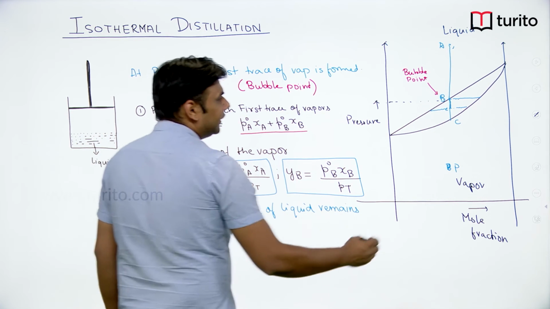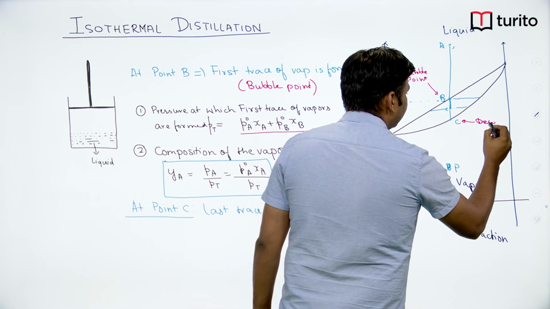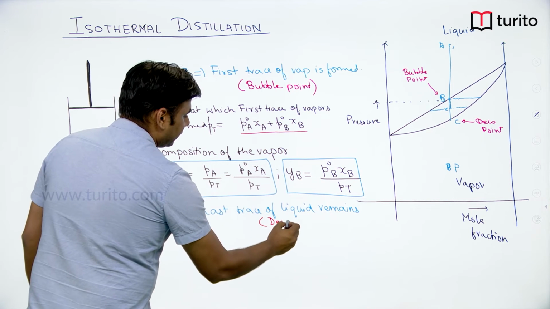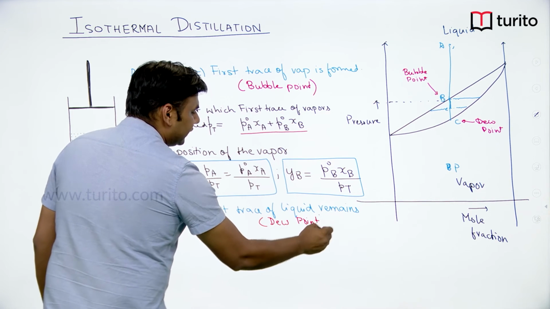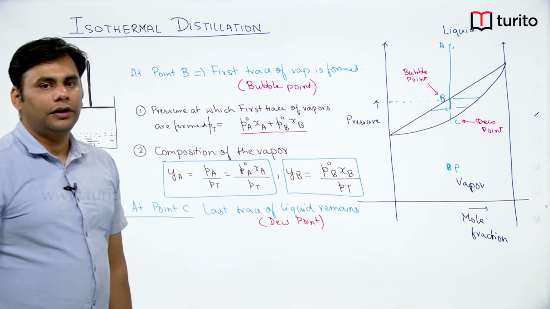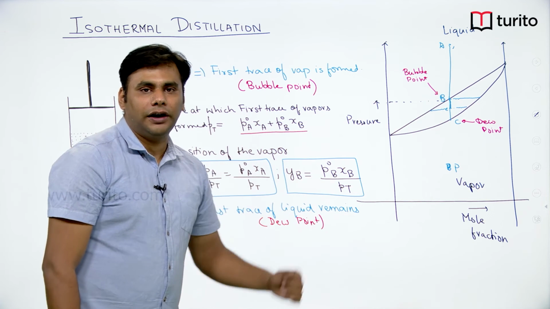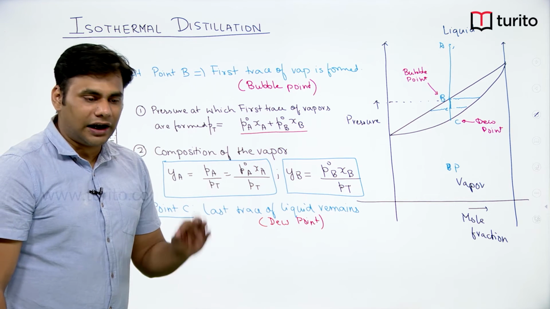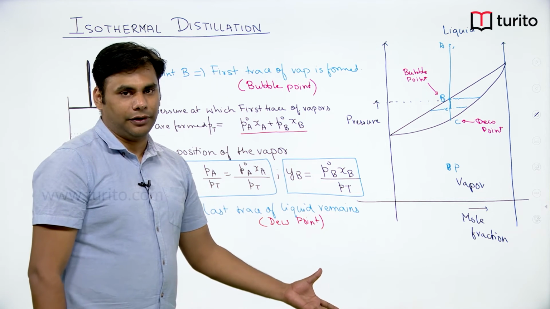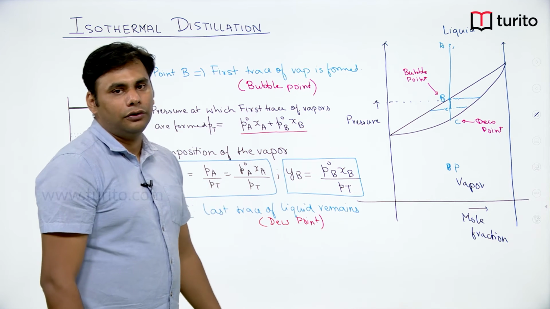So this point is known as the dew point. At point C, we'll say that the last trace of liquid has remained. It means that all the liquid has almost converted into vapor phase. Almost, not complete. We'll say that almost all the liquid has converted into vapor phase.